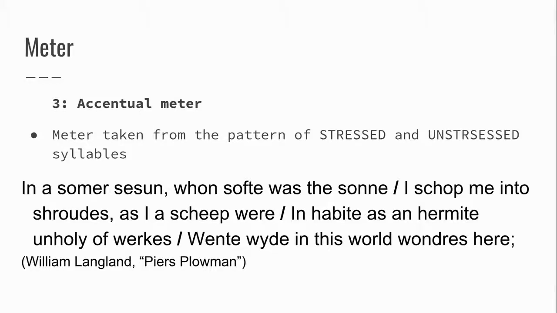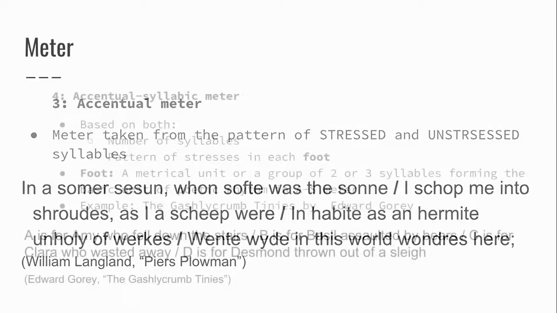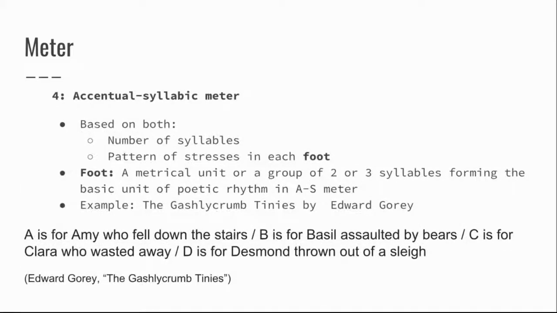Now we get to the type of meter that we actually do use a lot in modern English, and that's accentual syllabic. And as you can probably tell from the name, it's equal parts what syllables are accented and how many syllables are in a line. So this is unique because it uses something called a foot, and a foot is a unit of measurement, usually about 2 or 3 syllables, and it forms the basic unit that builds up each poetic line.